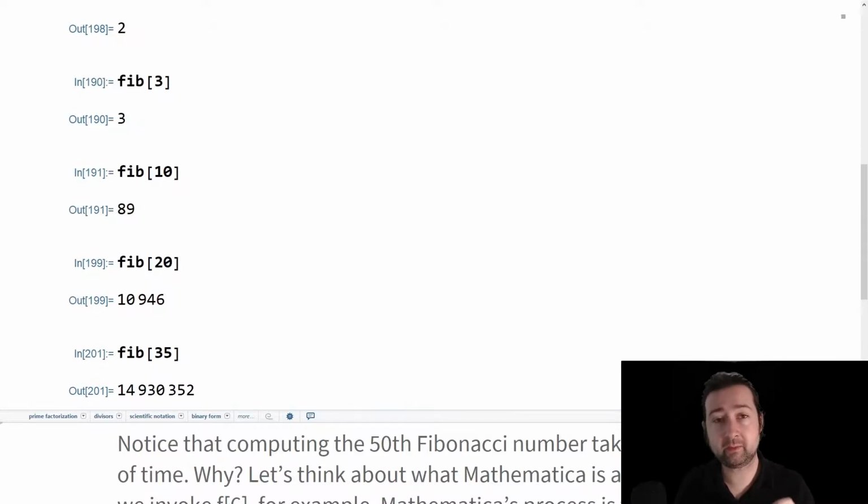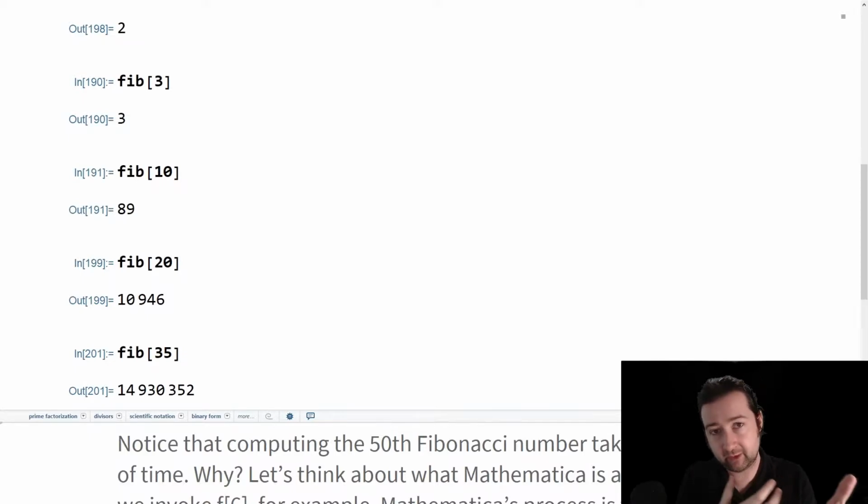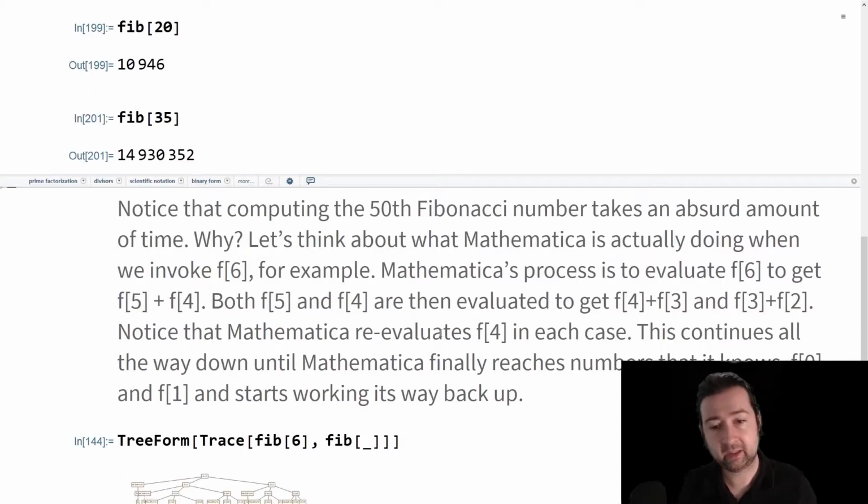The answer is that what Mathematica is doing when it calls fib of 35 is it's evaluating that to be fib of 34 plus fib of 33. So now it's got two things to evaluate. But then each of those has two things to evaluate. And it doesn't know that it's already done some of the information that it needs to compute in one of the branches. So it recomputes everything at every step. So let me see if I can illustrate what I mean by that.